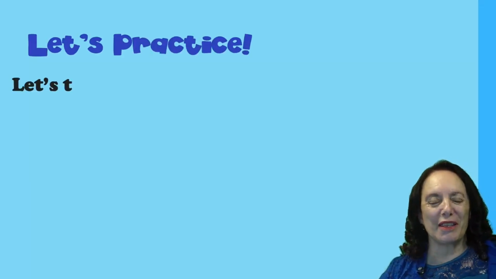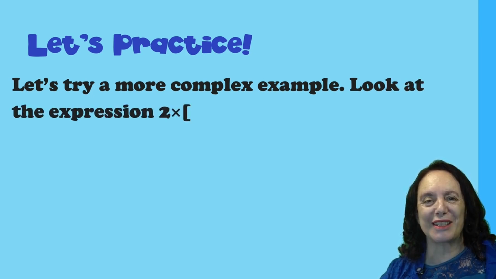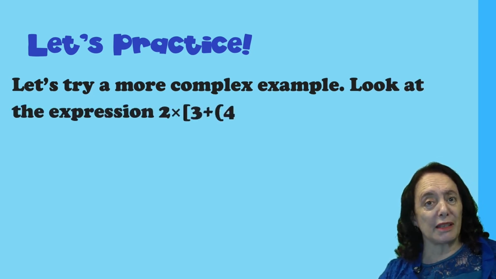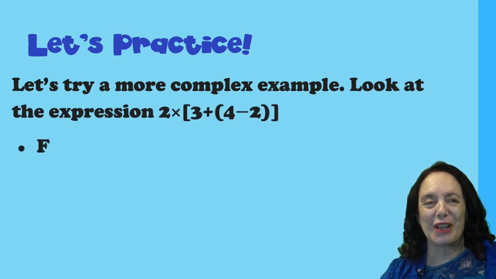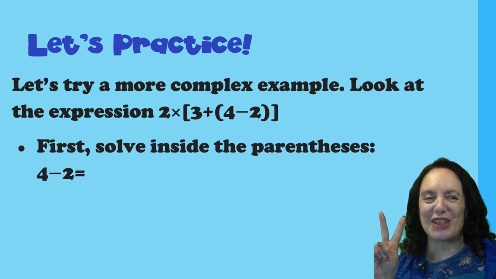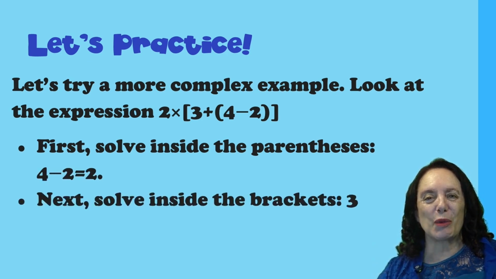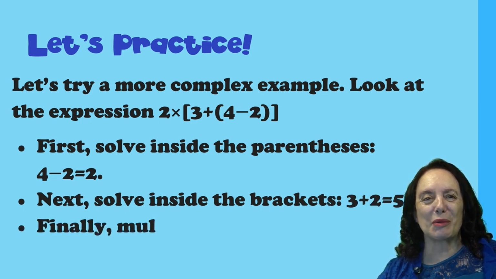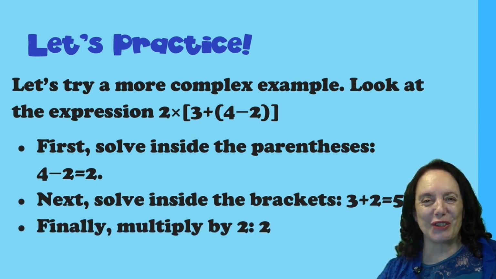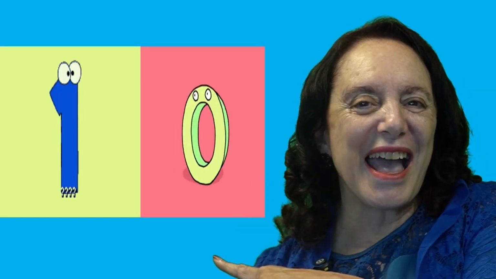Now let's do one that's a little more complex. We have 2 times [3 plus (4 minus 2)]. First, let's solve inside the parentheses again. What's 4 minus 2? It's 2. Next, let's solve inside the brackets. 3 plus 2 equals 5. Finally, let's multiply. And we have 2 times 5 equals 10.